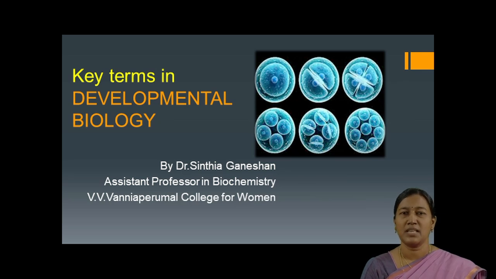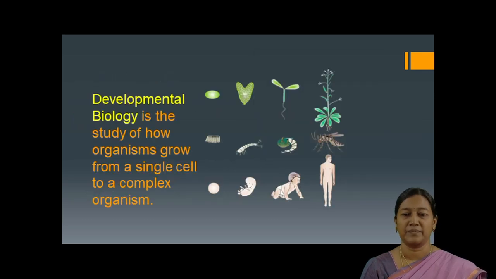Today we are going to see the key terms which are used in developmental biology. Okay, so let us start. So what is developmental biology? It is the study of how organisms grow from a single cell into a complex organism. For example, a plant which grows from a seed or a baby which grows from a zygote.